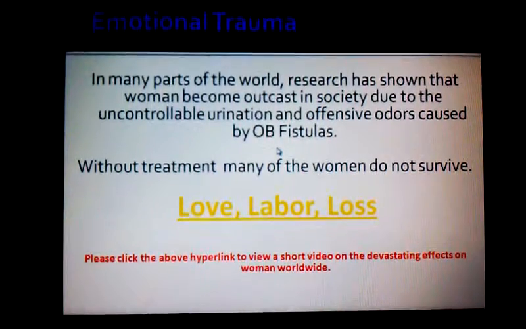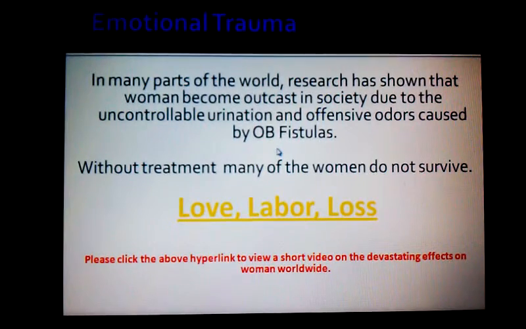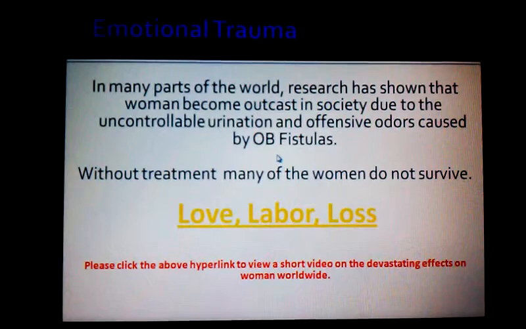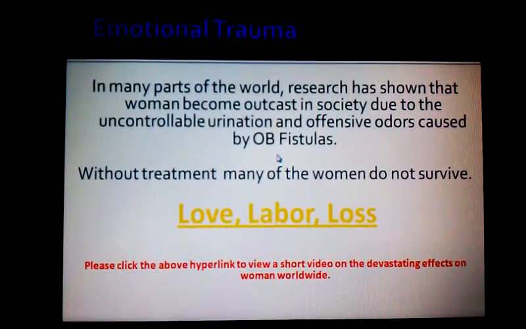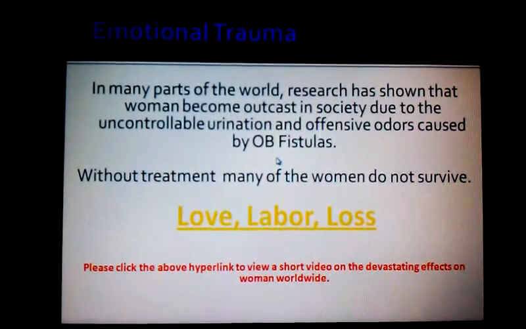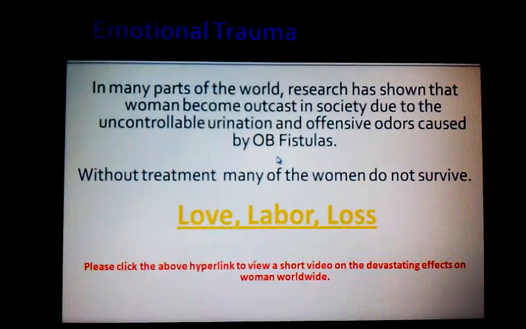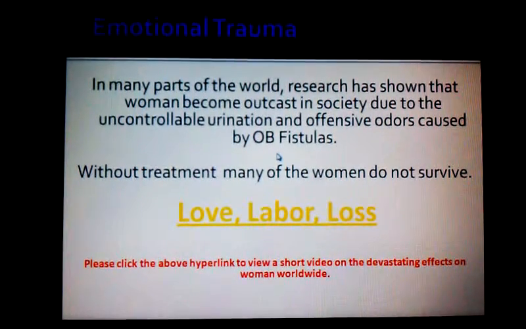Emotional trauma. In many parts of the world, research has shown that women become outcast in society due to the uncontrollable urination and offensive odors caused by OB fistulas. Being a woman in the United States is fortunate as we have easy access to medical treatment. During our research, Scott and I discovered that not all women across the world are fortunate, and that OB fistulas are actually quite devastating. Without medical treatment, many of these women do not survive and endure great lifelong emotional trauma.